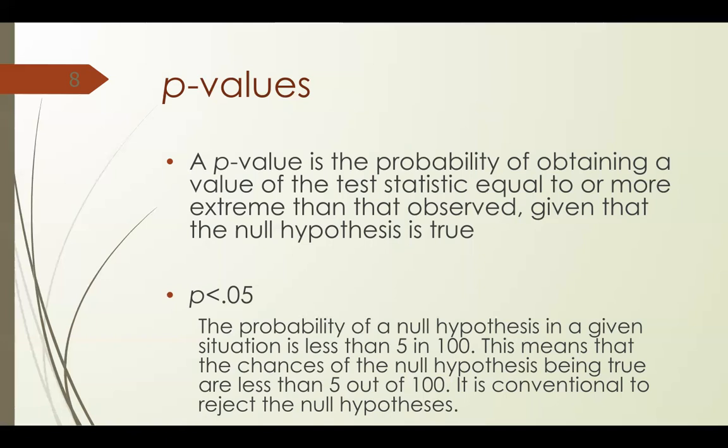And this is the p-value. The probability of the null hypothesis in a given situation is less than 5 in 100. So when your p-value is smaller than 5%, you can reject your null hypothesis, because it's really saying that less than 5% of the time this result will not be true, or it's due to chance.